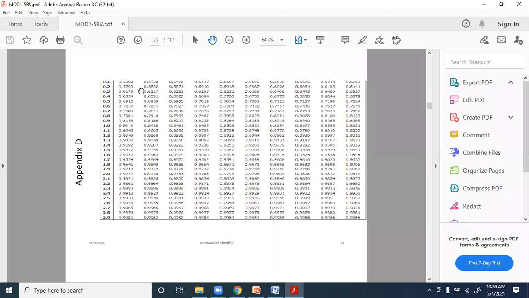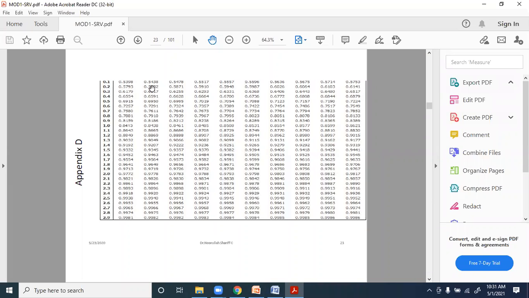Now see here, 0.5844 is between 0.5832 and 0.5871. 0.5844 is between these two. So what is this corresponding to? 0.5832 corresponds to 0.21. 0.20 is this, 0.21 is this, and 0.5871 is corresponding to 0.22.